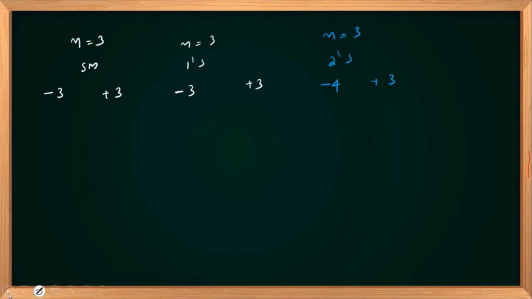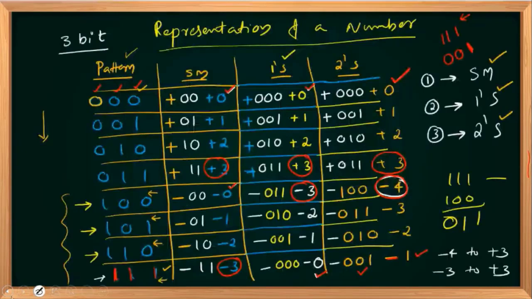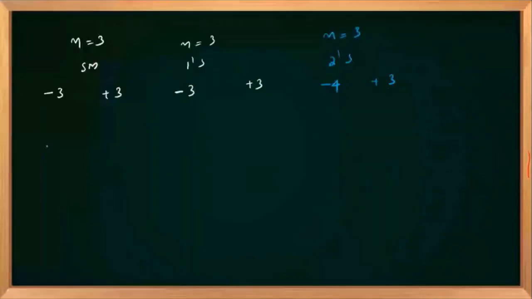So similarly, if I'm using 4 digits, I will be able to represent from -7 to +7. Then again, -7 to +7 in one's complement. Here, in two's complement, -8 to +7 if n equal to 4.